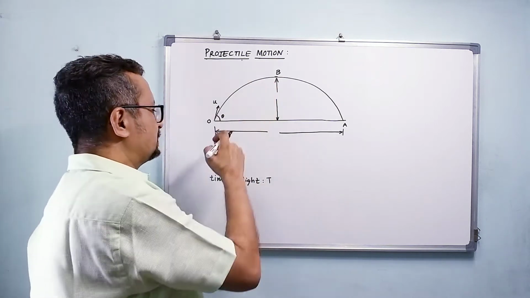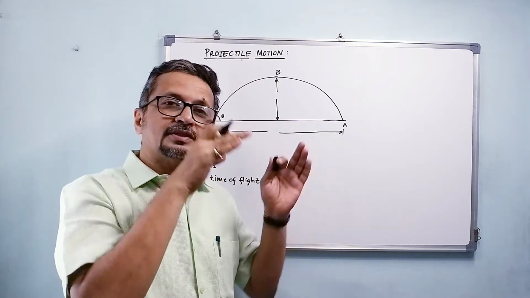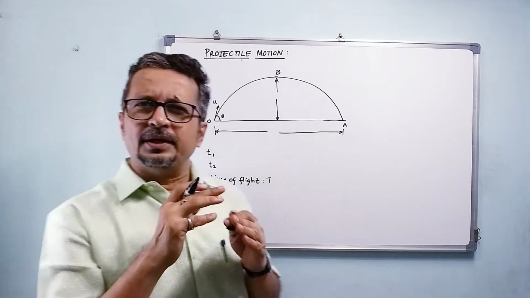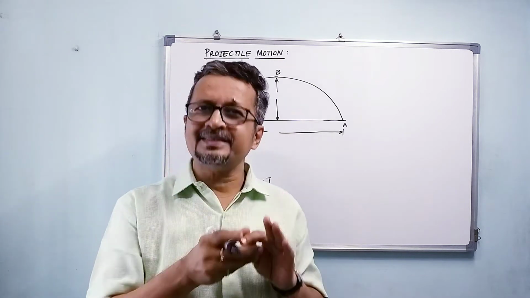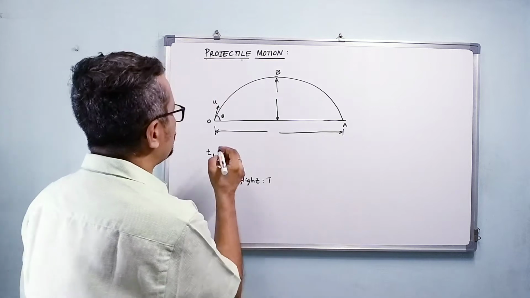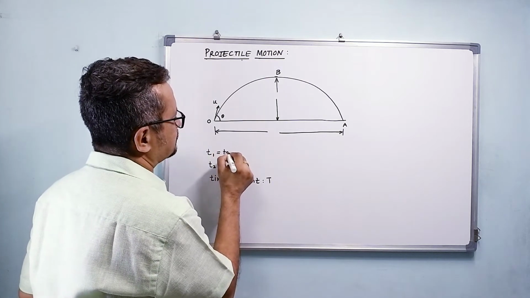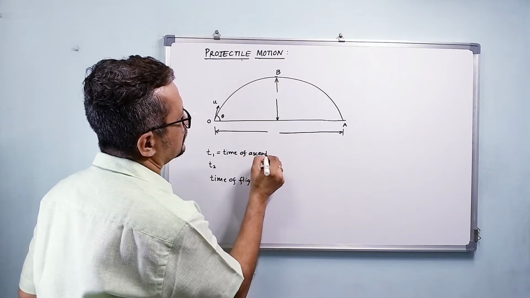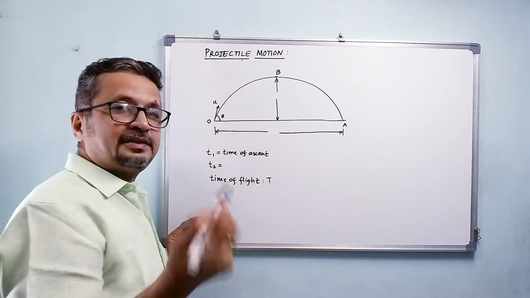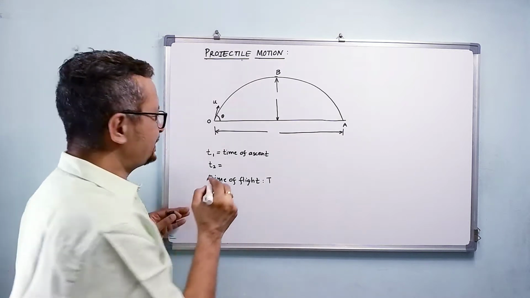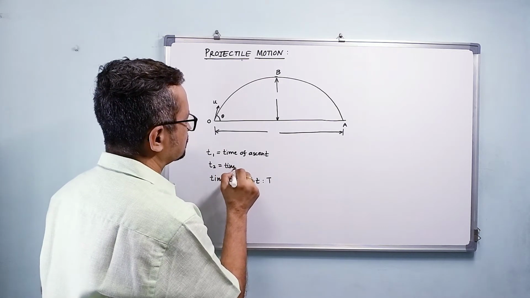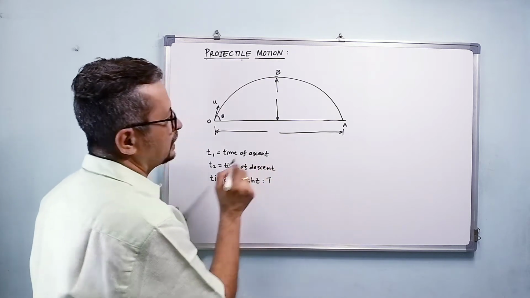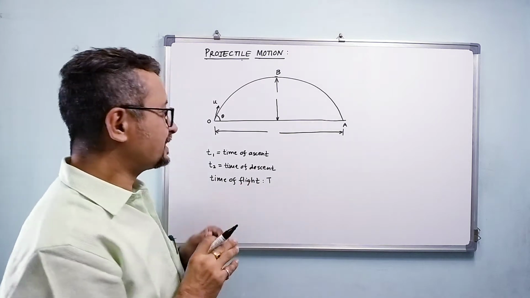This time t1, which time is it? From starting to reaching maximum height. During this time it is ascending, isn't it? So I would call this time the time of ascent. And then t2, in the same manner, I would call time of descent. Time of ascent, time of descent, and time of flight.